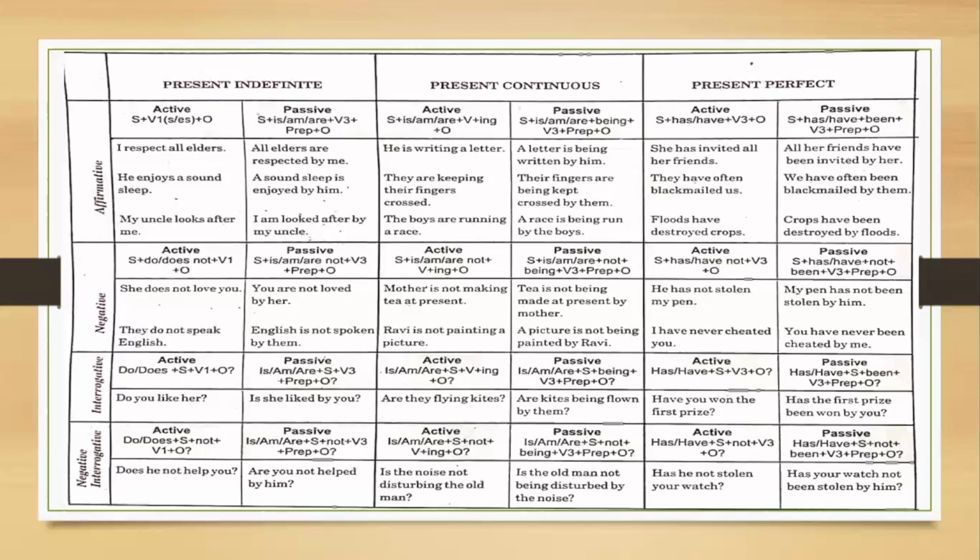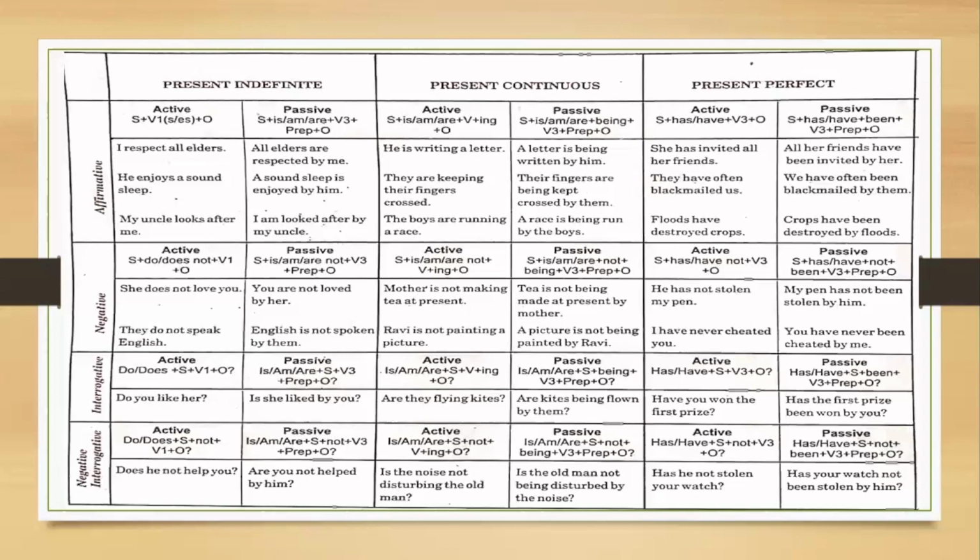Now you can see that there are two objects in this sentence. Yes, their fingers, and second is crossed. So how can we adjust them? We will add the second object before by. Like, their fingers are being kept crossed by them. Crossed was the second object and we have added it before by. The boys are running a race. A race is being run by the boys.